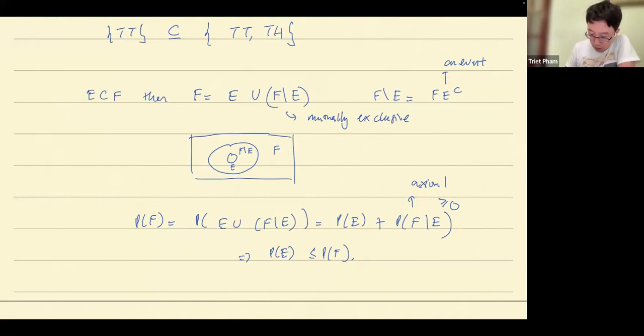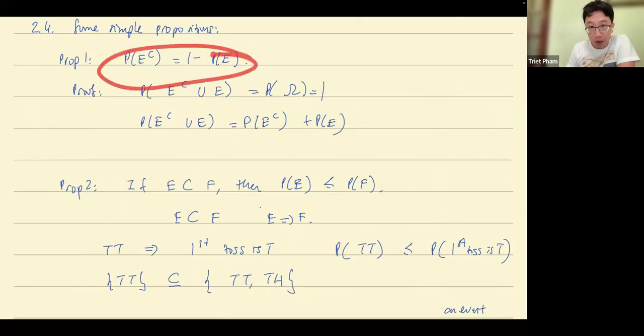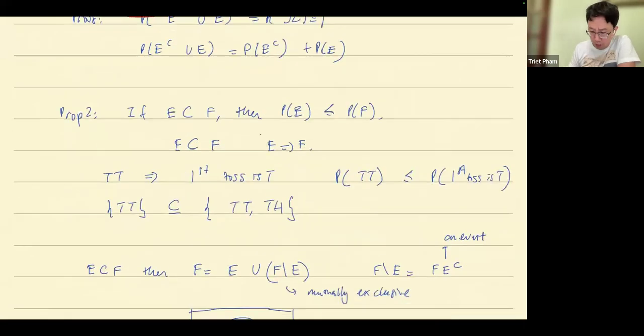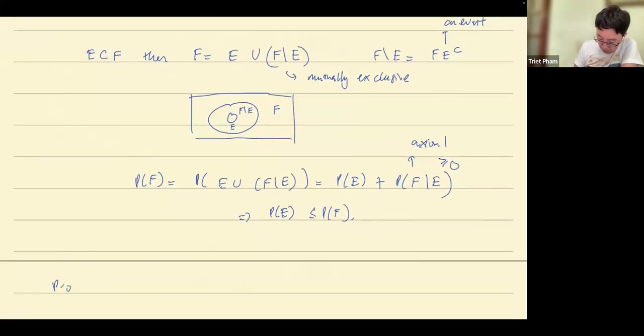So to recap, the first one is about complements. The second one is just about containment, a comparison kind of principle. The third one is the so-called inclusion-exclusion formula.